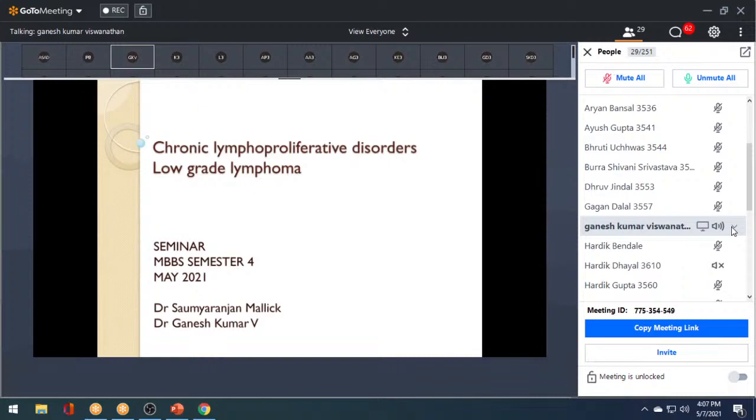So I have a few common slides which overlap with Dr. Soumya's. I will quickly rush through it, and I will concentrate on the most common type of lymphoproliferative disorder, that is CLL, SLL.